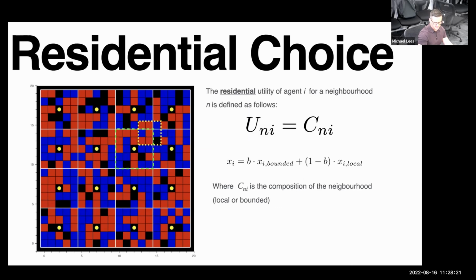Okay, so then the residential choice is more or less the same as before. The only thing that really matters is the composition. So again, we've got the red and blue groups. The red and blue groups could mean ethnicity. It could mean high income, low income. It could mean education level. It's just 2 groups at the moment.